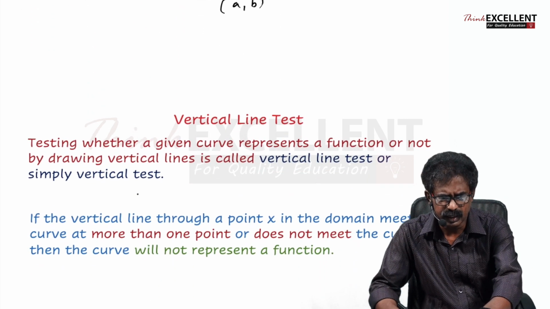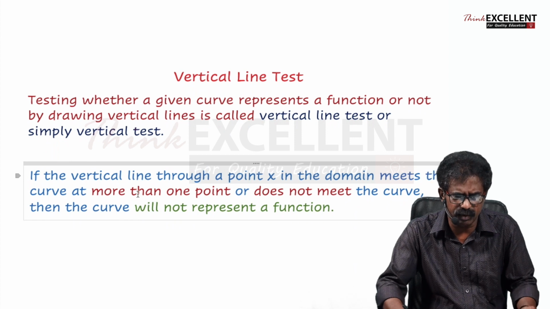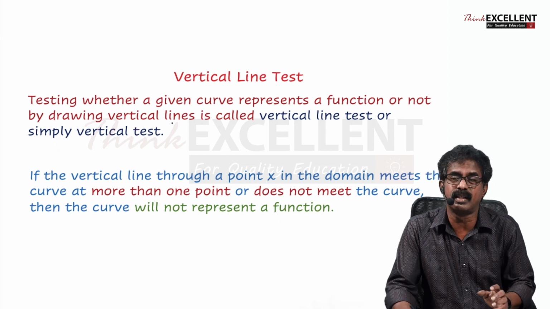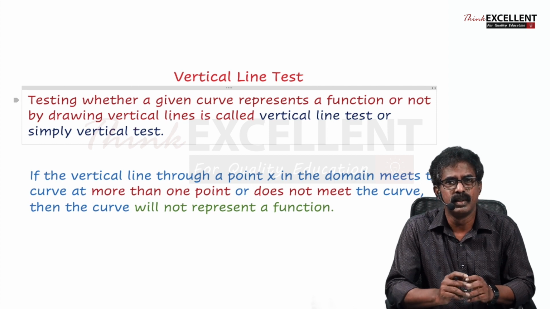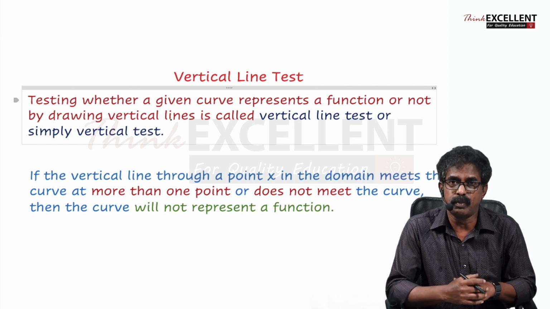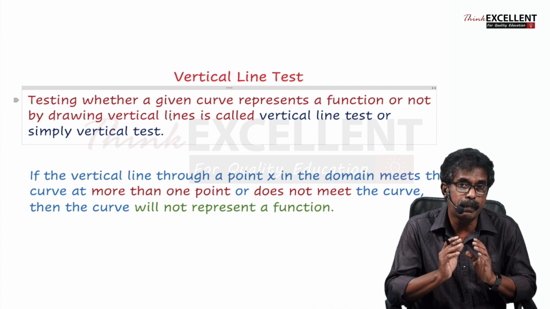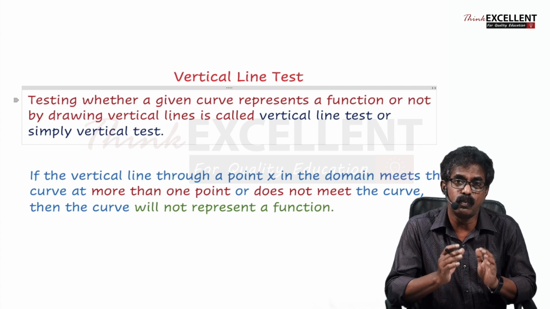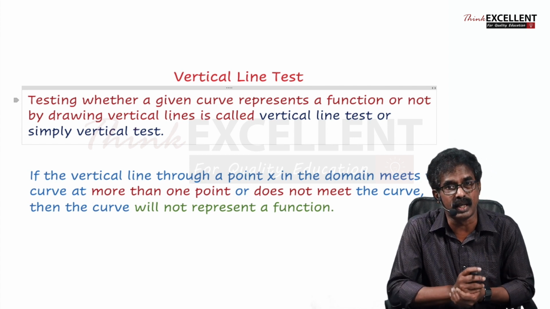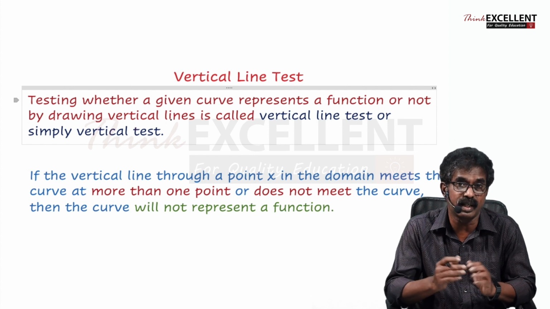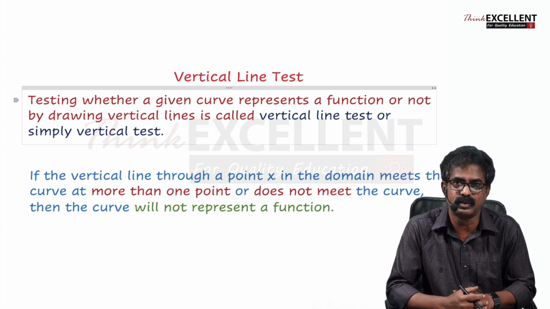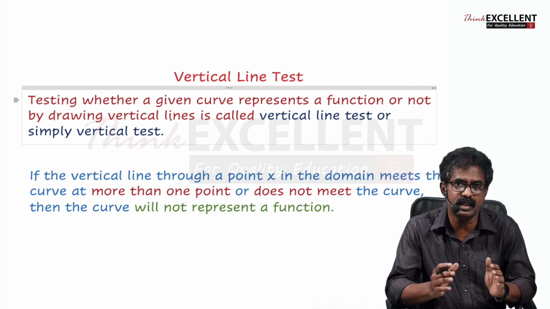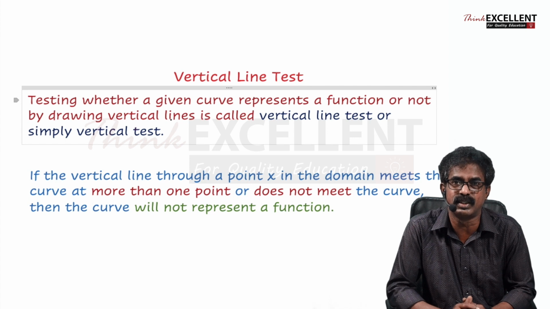Now listen, there is a test called the vertical line test, or simply we call it the vertical test. So what is the vertical line test? There are two things you have to remember here. One, what is the purpose? Vertical line test is used for what? If a graph or a curve is given, you can check whether it represents a function or not. That is the use of the vertical line test, to check whether the given curve represents a function or not.